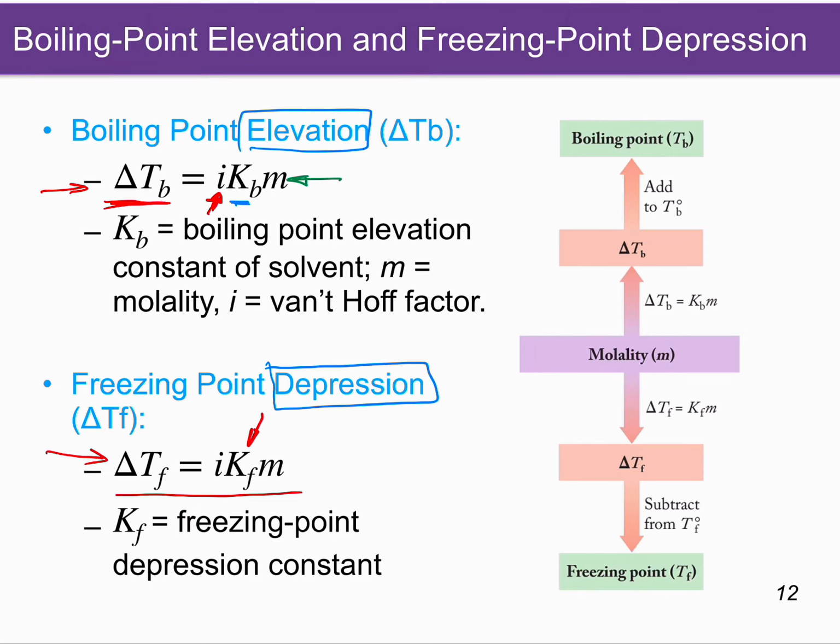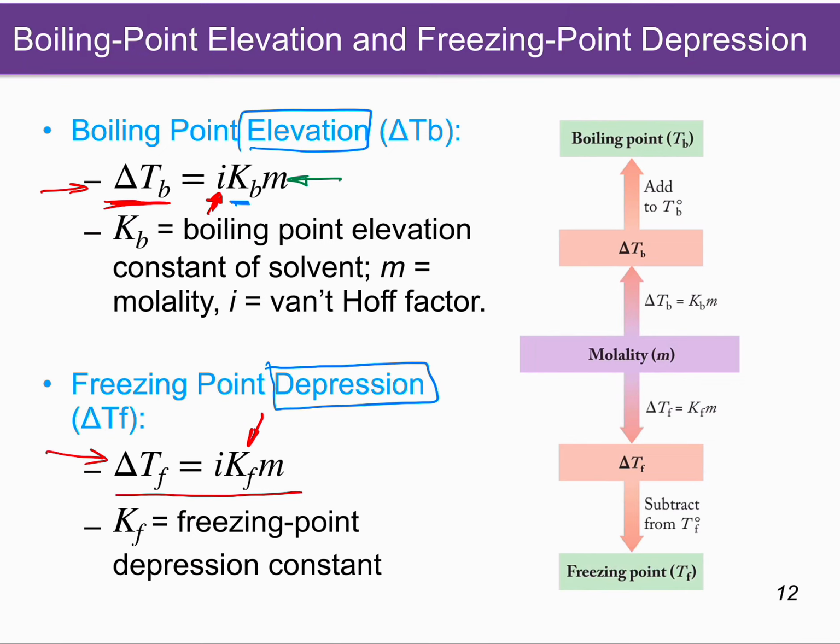But since boiling point is an elevation, say you get an answer where the delta TB equals 0.5 degrees Celsius. That would mean, since it's a boiling point elevation, that the new boiling point of that solution is half a degree higher than it was if it was just a pure solution.